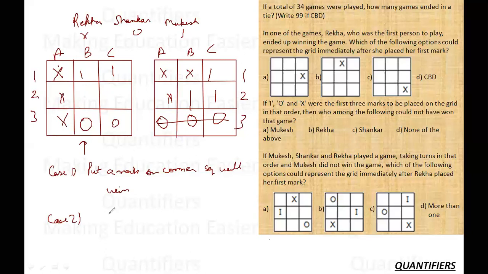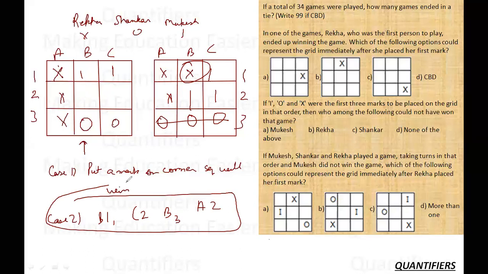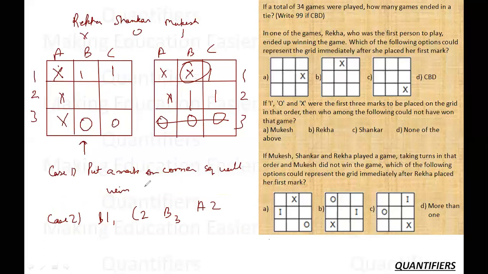Which means that in the second case, the person who is starting will not win if he is putting a mark on this B1 or C2 or B3 or A2. So if a person is leaving a mark on these squares, he is not going to win. Okay, so these are the first things. These are the things that we have observed as of now. Okay. So we have understood the crux of it.